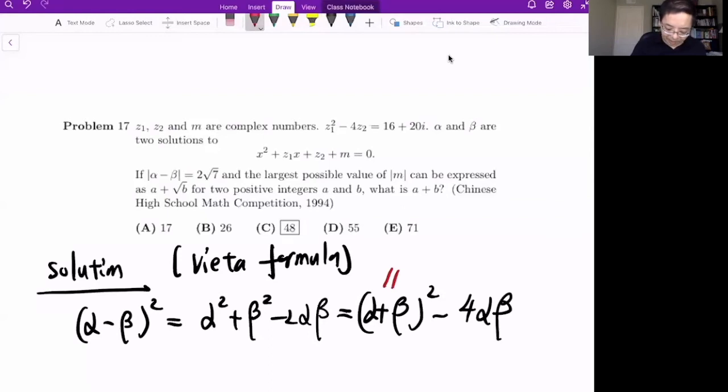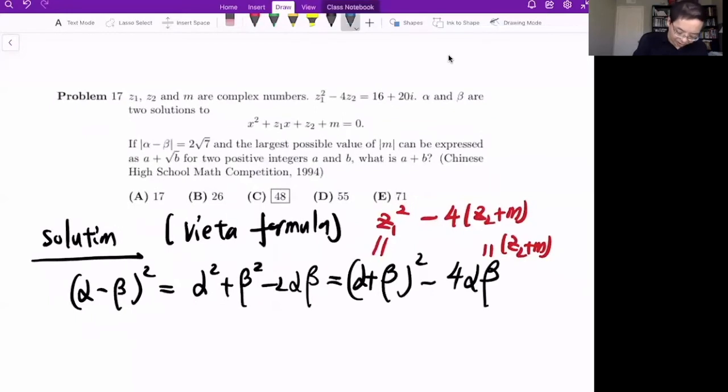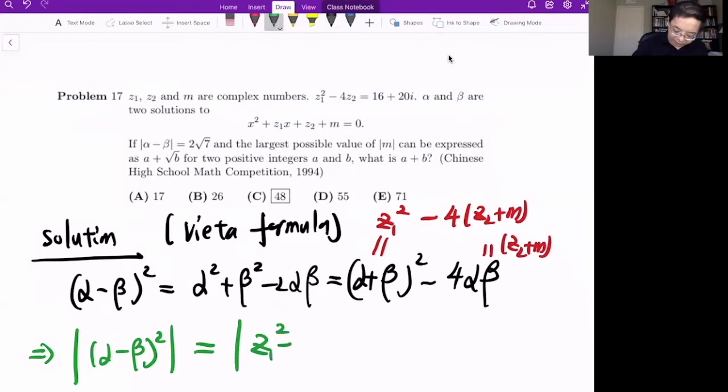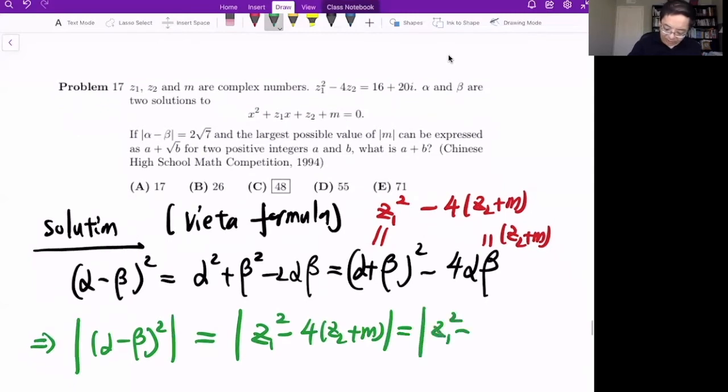So alpha plus beta, this is the Z1 squared. Alpha times beta, this is Z2 plus n. All right, so this is just minus 4 times (Z2 plus n). Okay, then I take the magnitude on both sides. So from here, we derive the magnitude of (alpha minus beta) squared equals the magnitude of Z1 squared minus 4 (Z2 plus n), right? Okay, and this equals Z1 squared minus 4Z2 minus 4n.